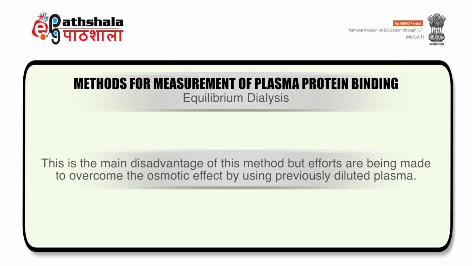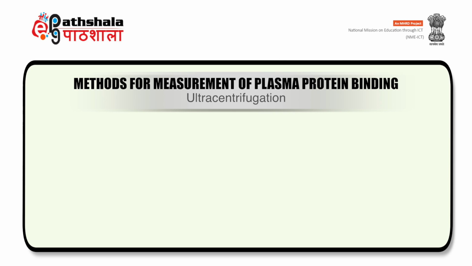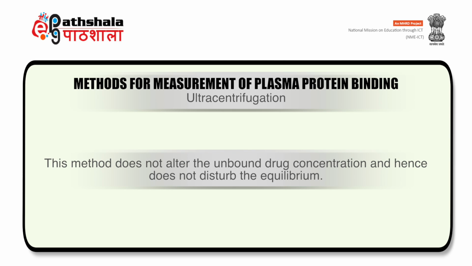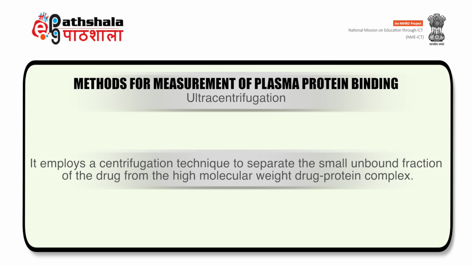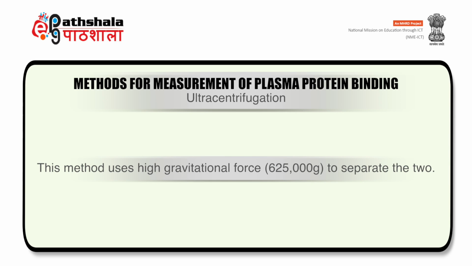This is the main disadvantage of this method, but efforts are being made to overcome the osmotic effect by using previously diluted plasma. The second method is the ultracentrifugation method. This method does not alter the unbound drug concentration and hence does not disturb the equilibrium. It employs a centrifugation technique to separate the small unbound fraction of the drug from the high molecular weight drug protein complex. This method uses high gravitational force to separate the two.